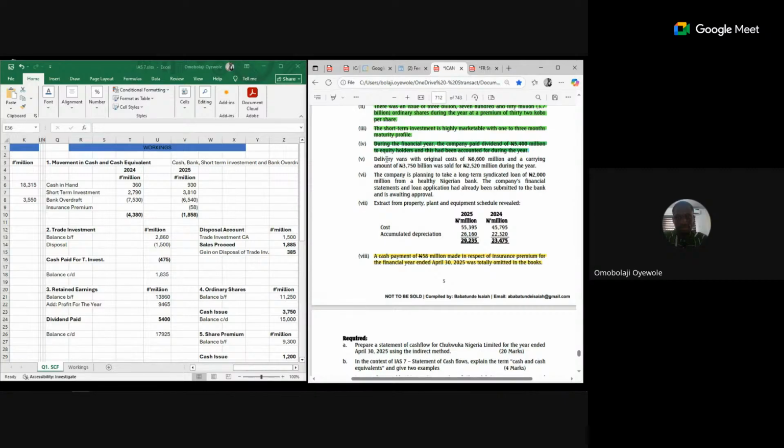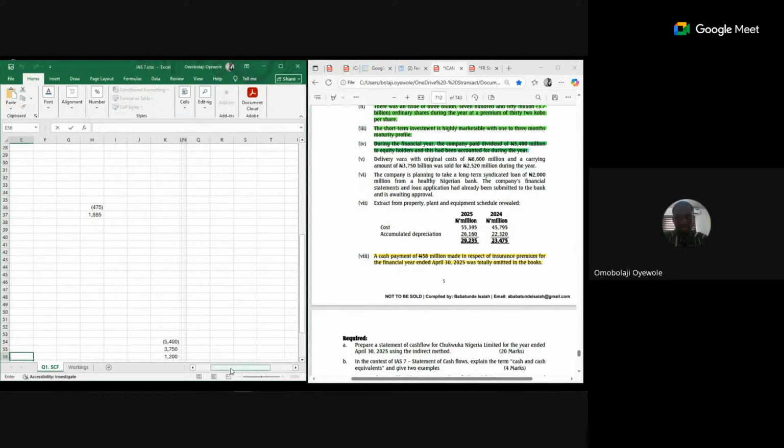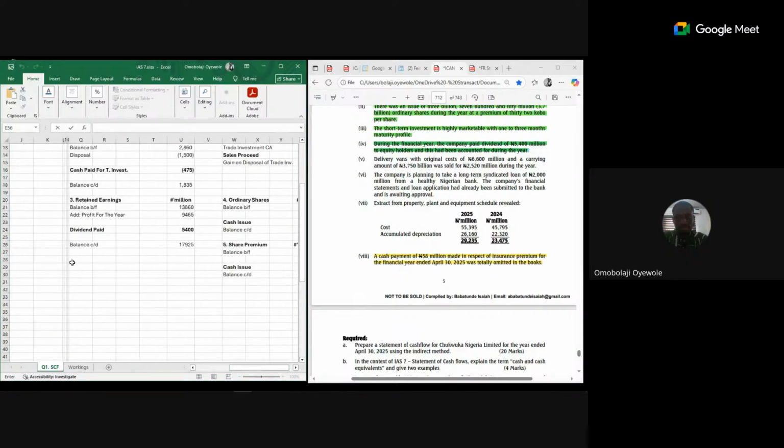Okay, it has changed. Now, a delivery van with an original cost of 6,600,000 and a carrying amount of 3,750,000 was sold for 2,250,000. So now, delivery van, that's another PPE asset. Now they are giving us that delivery van. So that's PPE, right? Now, but let's do that separately. Delivery van.